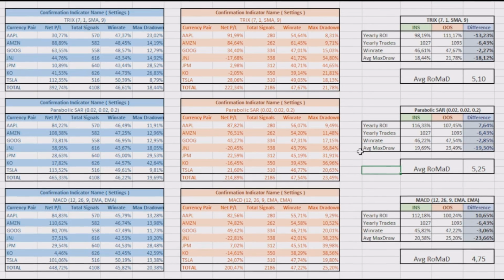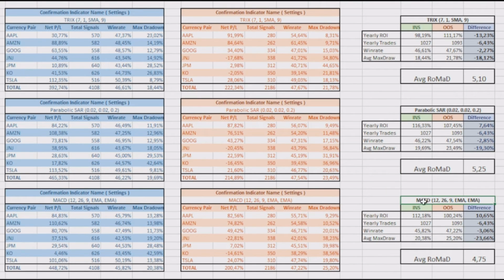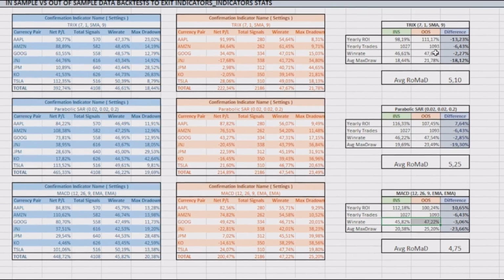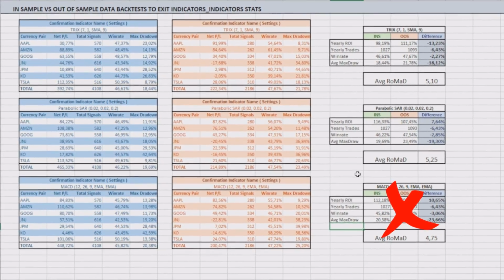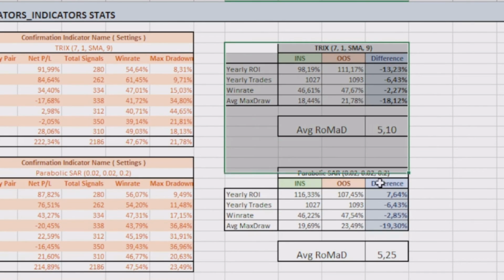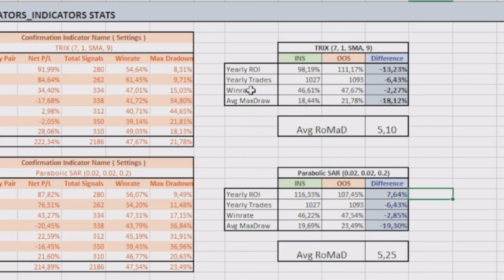Firstly, when looking at the MACD, we can see that it was the indicator with higher drawdown values and lower win rate ones, and so for this reason I am going to eliminate it. Then, when comparing the other 2 indicators, we can notice that both the win rate and drawdown values from the Tricks indicator are better than the ones from the parabolic SAR. But regarding the net profits, the parabolic SAR has higher values.